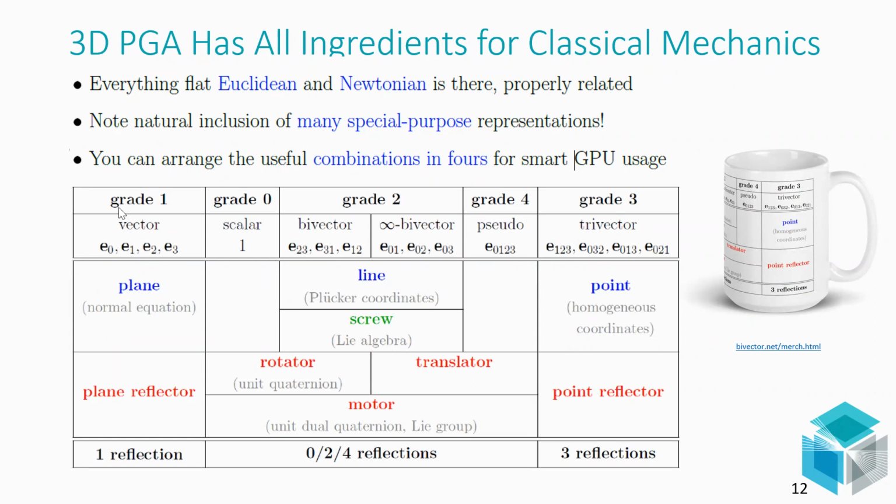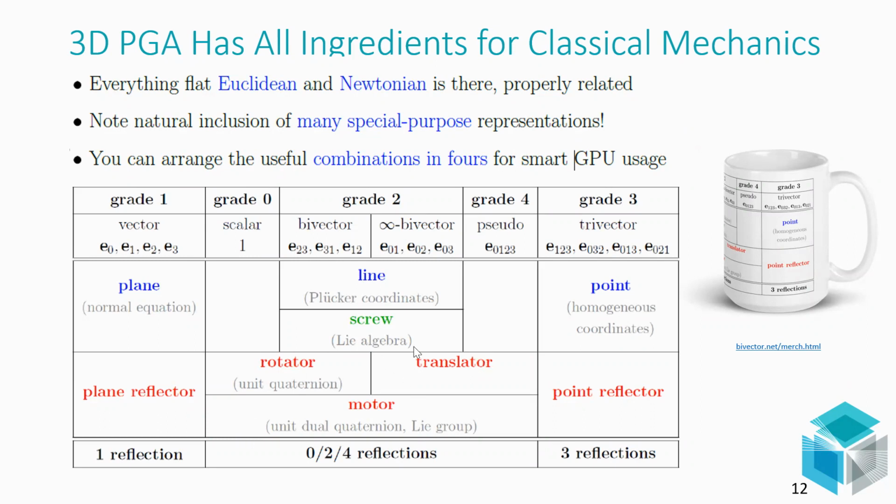So here you see that in 3D, we have different elements. We have the vectors which represent planes. We can make points as trivectors, and we can combine these things to lines. We can add these lines to screws. You saw the exponential of a general motor. But there are certain combinations that form a rotator operator around the origin, the unit quaternion, a translator operator, or generally the dual quaternions.